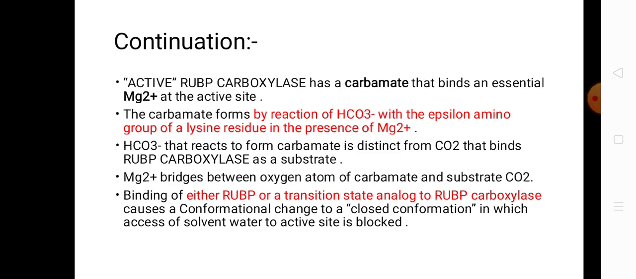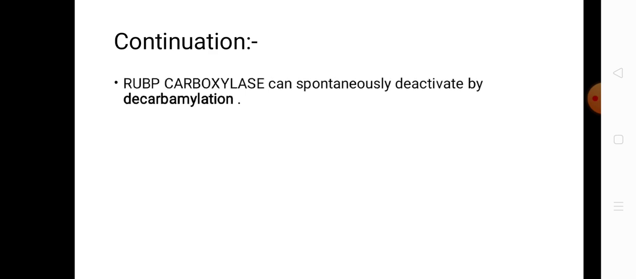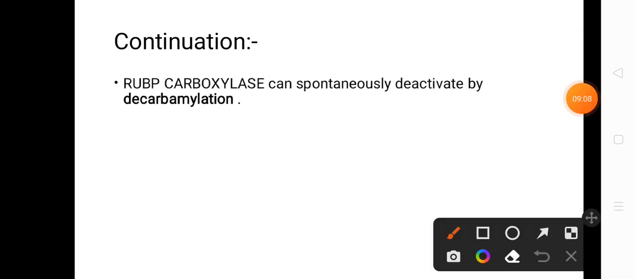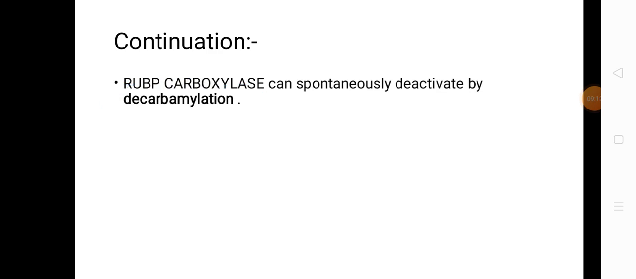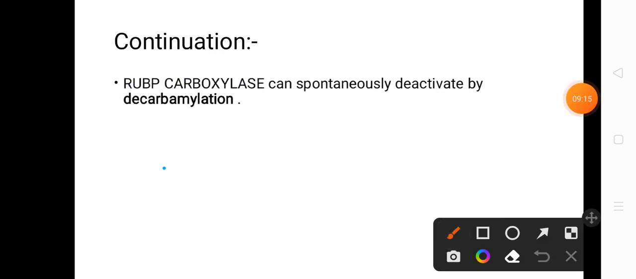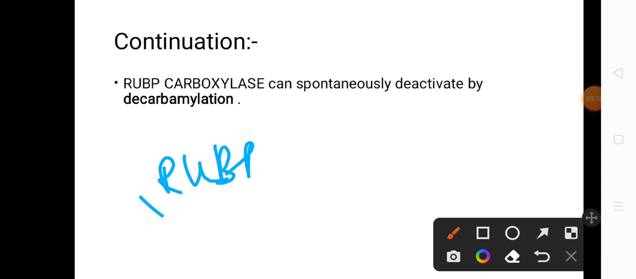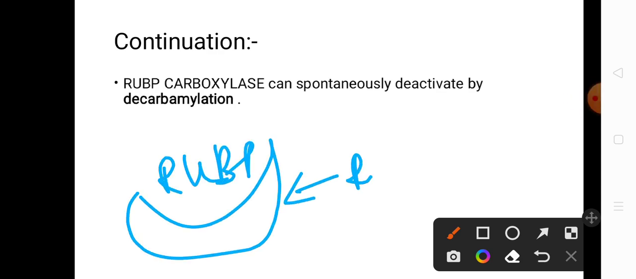Why? Because RuBP carboxylase can be spontaneously inactivated by a decarbamylation reaction, that is, the removal of carbamate. What happens when carbamate is not present? RuBP carboxylase will tightly bind RuBP, the main substrate. Not only RuBP, it may also bind other sugar phosphates tightly in a dead-end complex at its closed state. As a result, the entire reaction becomes inactive and there is no catalysis occurring.